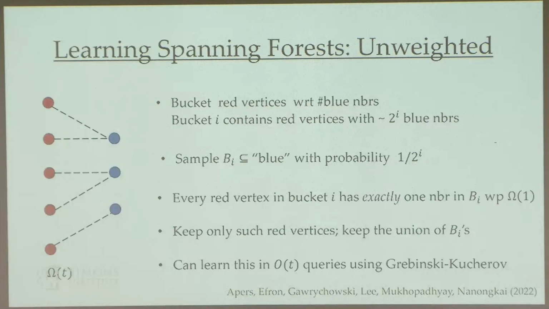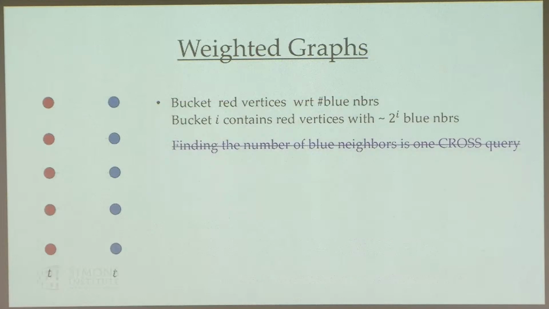So this was a paper of Papers et al. But as I said, the number of blue neighbors of a vertex was possible because the graph was unweighted. But if I have weights, then this step is actually not clear to do. So now imagine the graph now has edges with weights. When you query a vertex and a subset, you don't get the number of edges. You get the sum of weights of these edges. So you have no idea if you have a million edges with weight 1 by million or one edge with weight 1 when you get the answer 1.